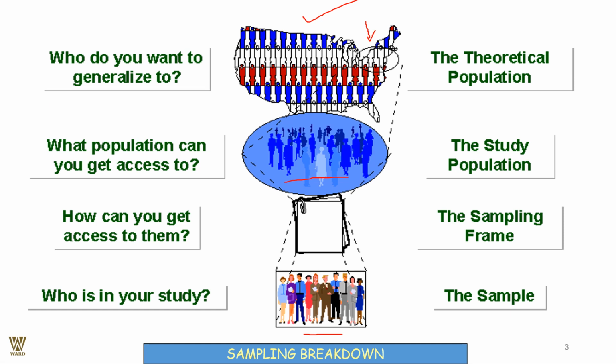So what do you want to generalize? The theoretical population of the whole country. What population can you get access to? Probably the study population, because this is in the vicinity. How can you get access to them? Through the sampling frame. It might be the demographic, which can consist of gender, age, economic background, and so forth. And who's your study is the sample, a number of people, and this is very small compared to the huge population of the country.